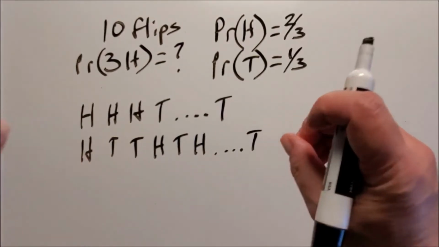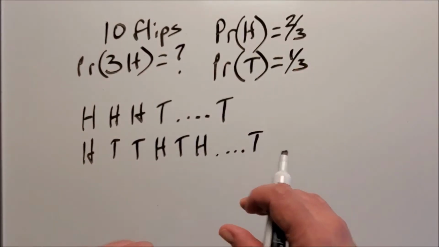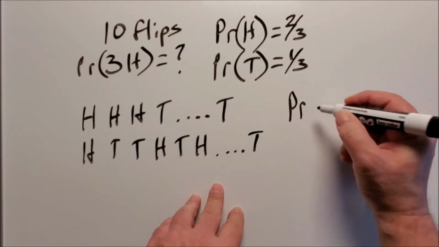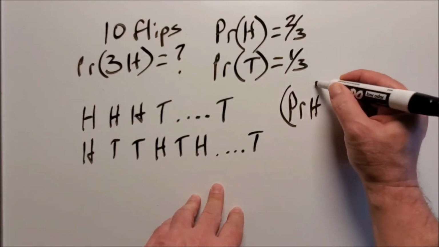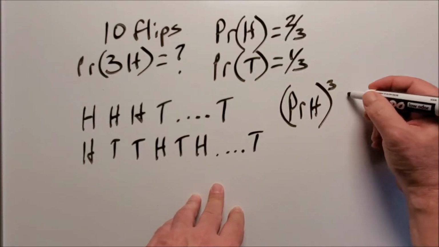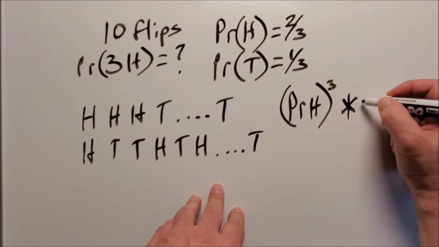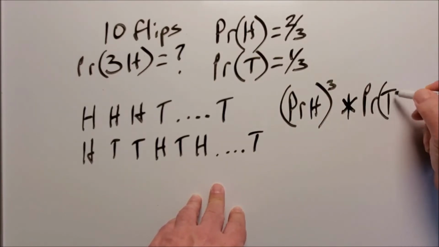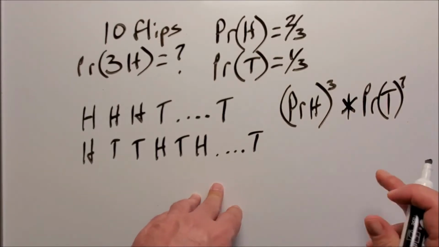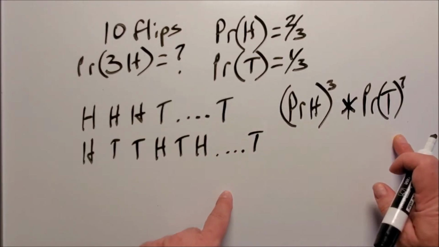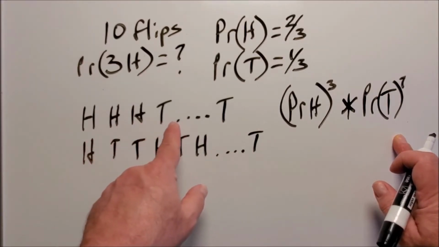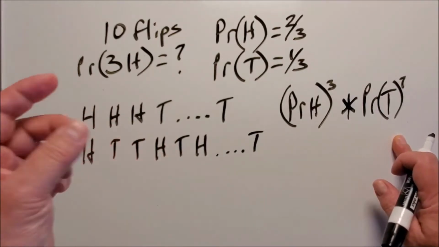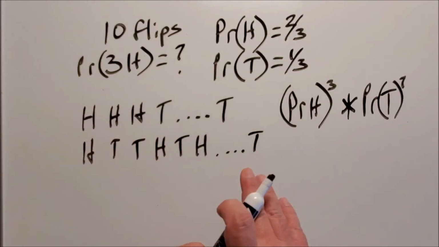We'd have to imagine every one of those scenarios, and we'd multiply the probability of heads to the 3rd power, multiplying the probability of tails to the 7th power. We'd have to multiply that by how many different ways we can get the sequence of 3 heads and 7 tails. I hope that makes sense.